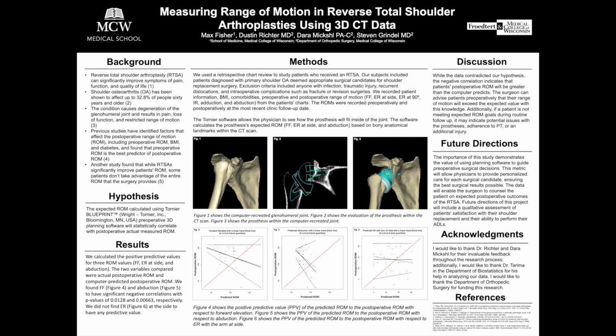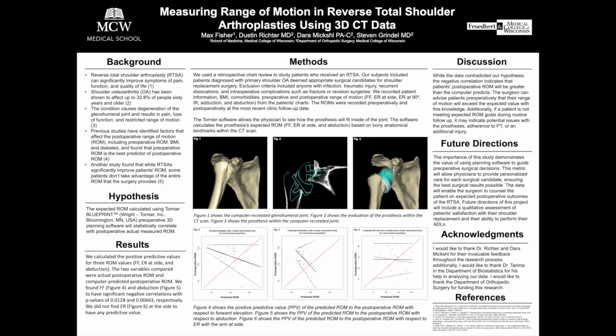We then recorded preoperative and postoperative ranges of motion for the values of forward flexion, external rotation with the arm at the side, external rotation with the arm at 90 degrees, internal rotation, adduction, and abduction. For the computer-predicted ranges of motion, we recorded values for forward flexion, external rotation with the arm at side, and abduction.